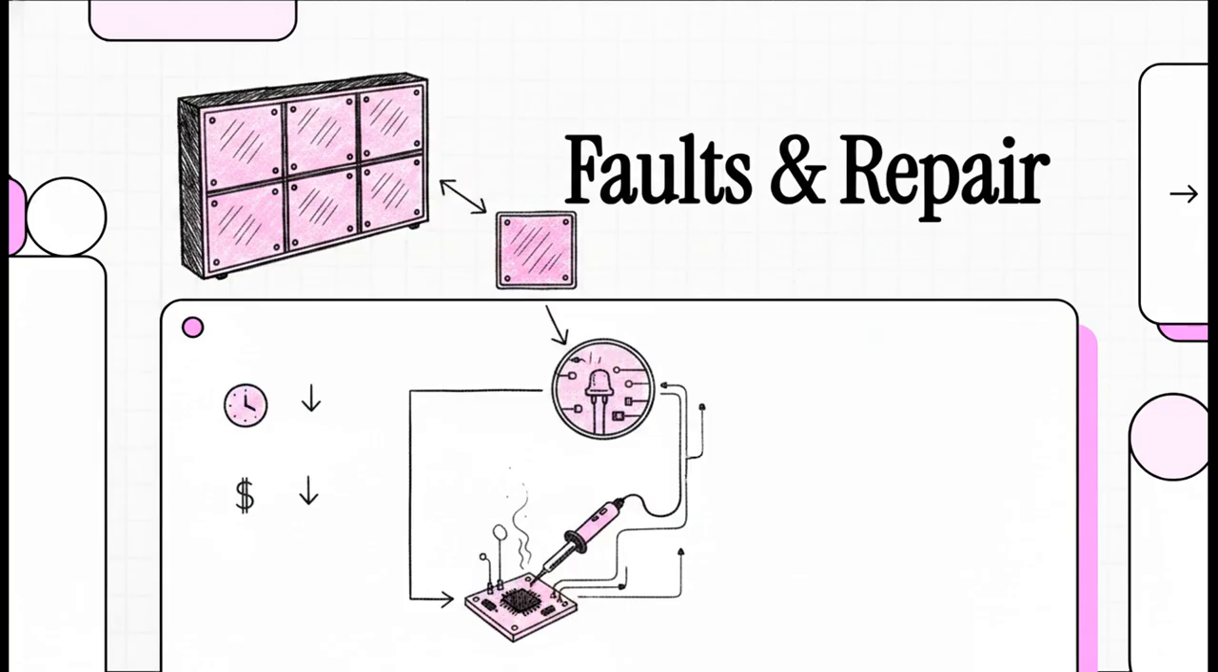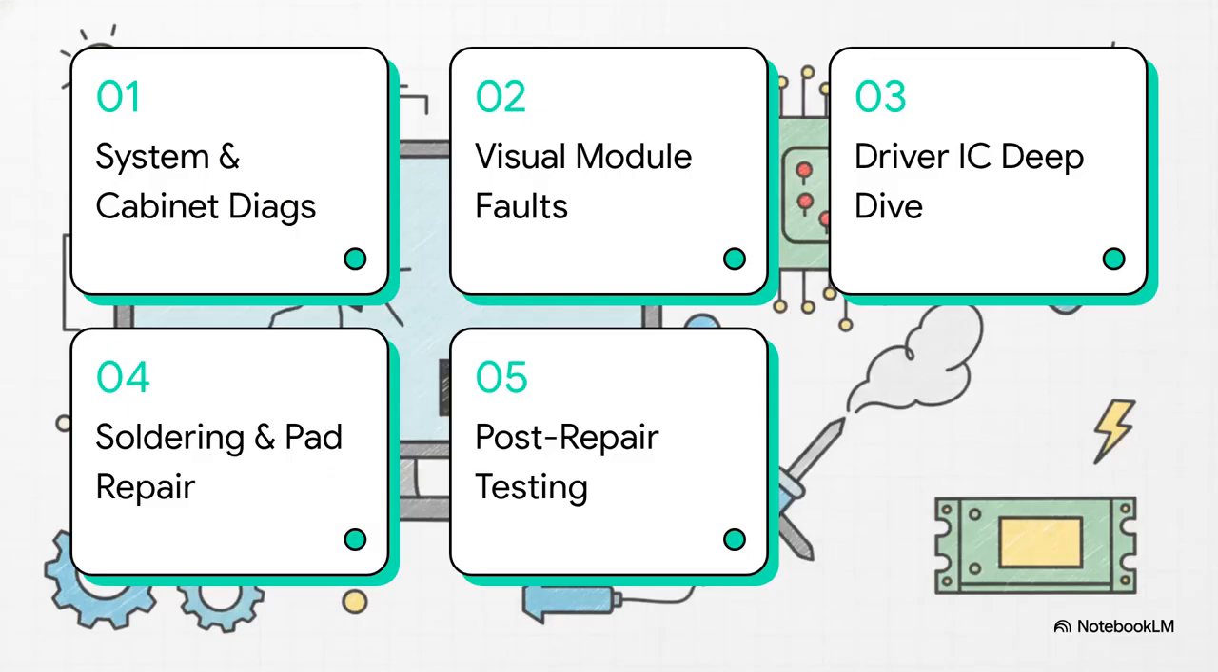And honestly, efficient troubleshooting is the name of the game here, right? It's what drastically reduces downtime and saves a ton of money. So to keep things logical, here is our roadmap for today. We're looking at system and cabinet diagnostics, unmasking visual module faults, the driver IC deep dive, advanced soldering and pad repair, and finally, post-repair testing procedures.